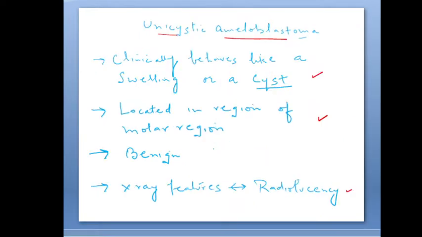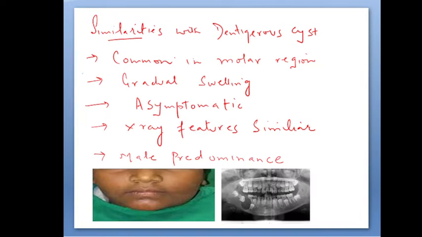Unicystic ameloblastomas clinically behave like a swelling which is asymptomatic, without pain or neuralgia. The location is in the posterior region of the mandible. It is a benign lesion and it appears as a well circumscribed radiolucency radiographically. So there is a unilocular radiolucency seen mostly in the region of molars. Males are affected more than females, and the swelling is slow and gradual.